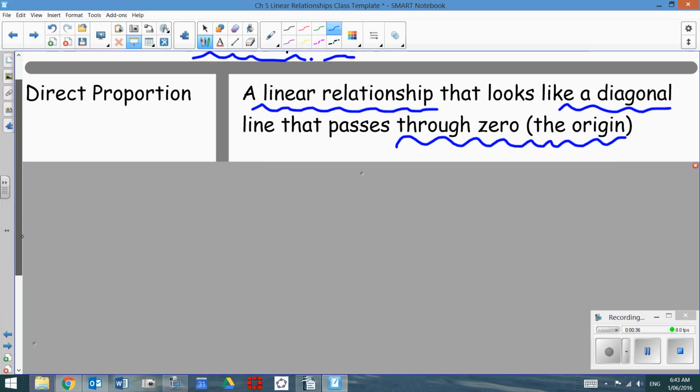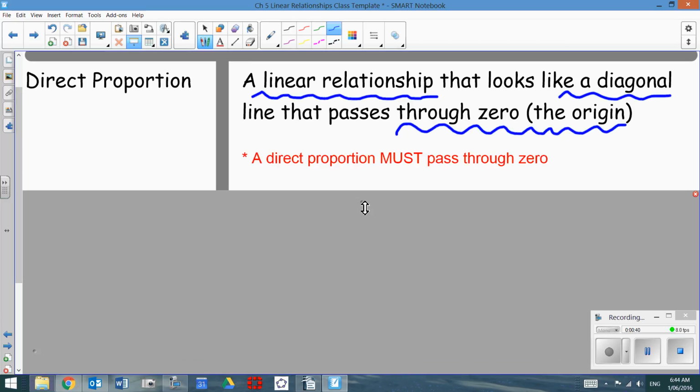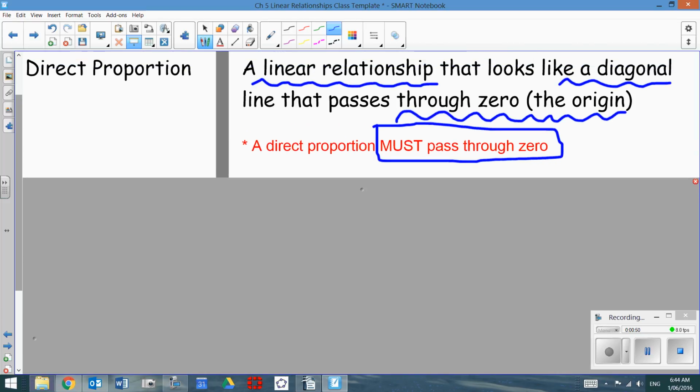So let's take a look at why we might need to know what a linear relationship that's a direct proportion actually is. But remember, it must go through 0. The line must pass through 0. Otherwise, it's not a direct proportion.